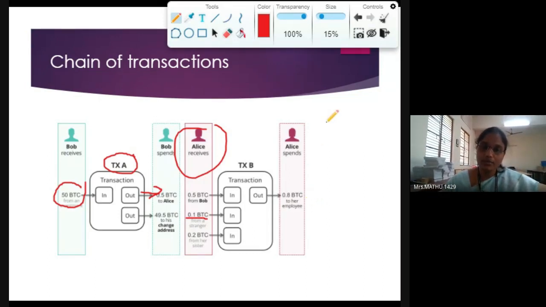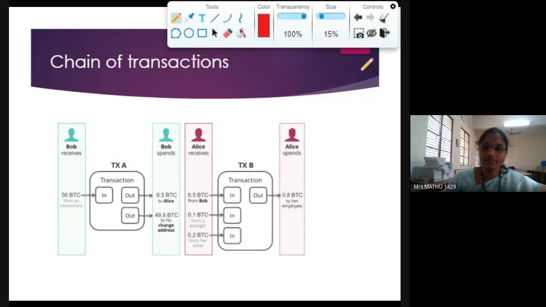Now the employee can again pass it on to some other person. Like this, the money will be transferred to many persons, but we will be able to identify who started the transaction, or from whom this coin started rotating to other people.